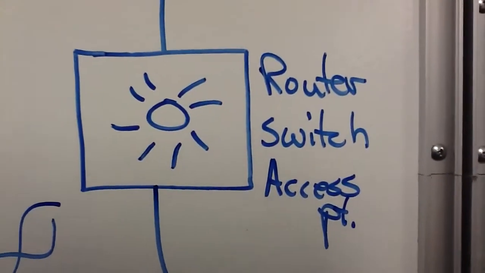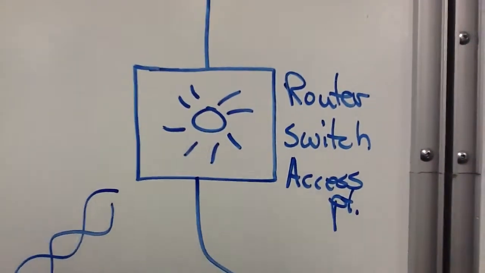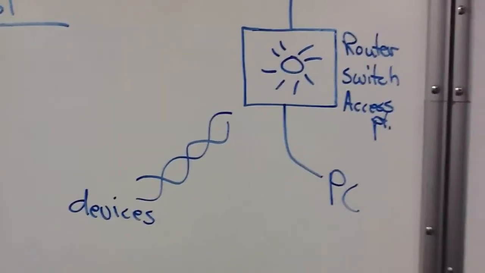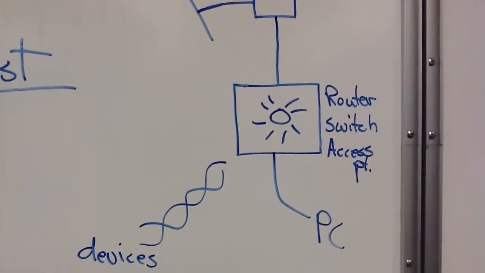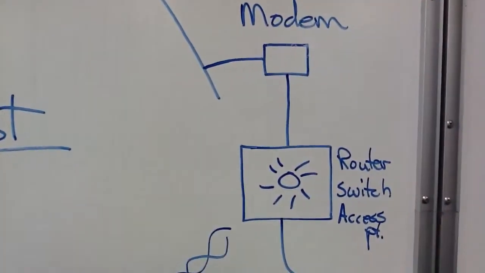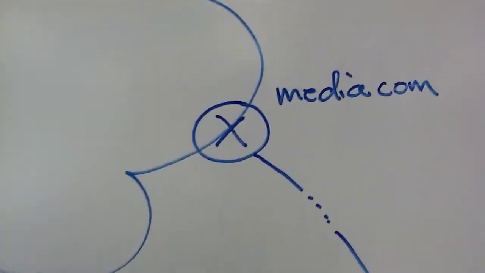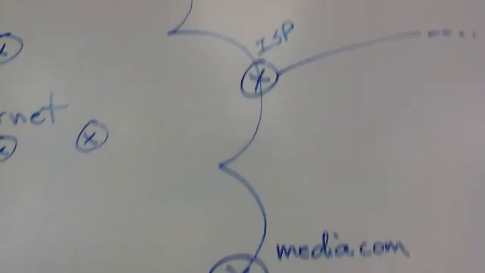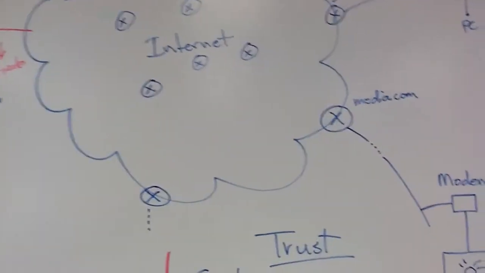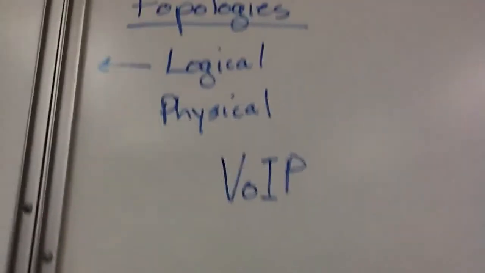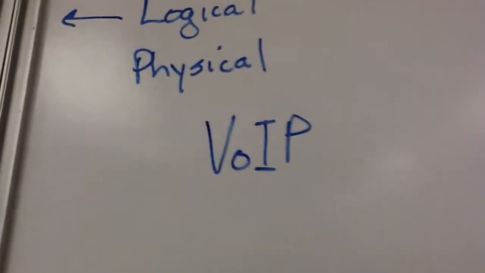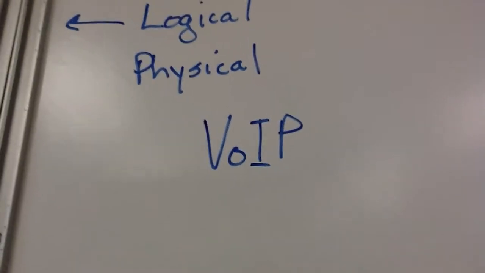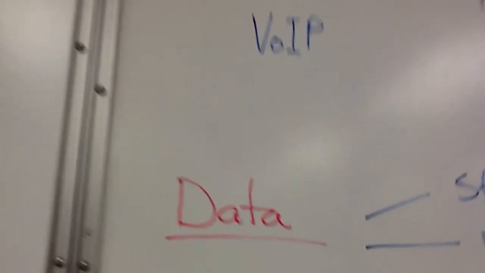You probably have a 192.168 something something in your house, but when it goes out to the internet, like in the project, when you're supposed to find what public address you are using, and you look up what's my IP, it'll give you an address that you got from your provider, whoever that might be. All right, so we talked about topologies, physical and logical. We talked a little bit about voice over IP, and then we got into talking about data.